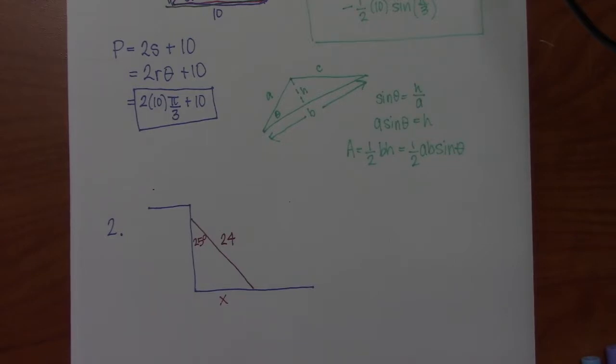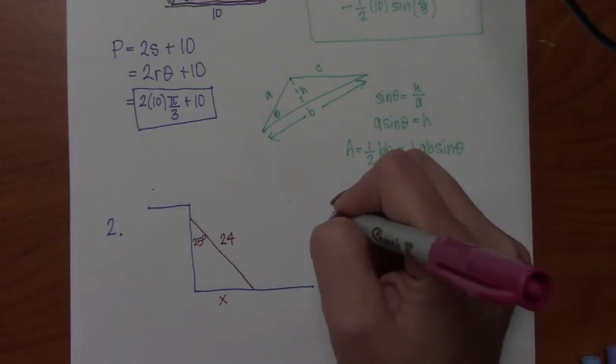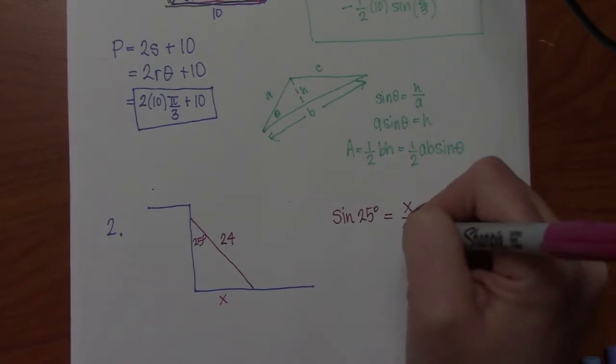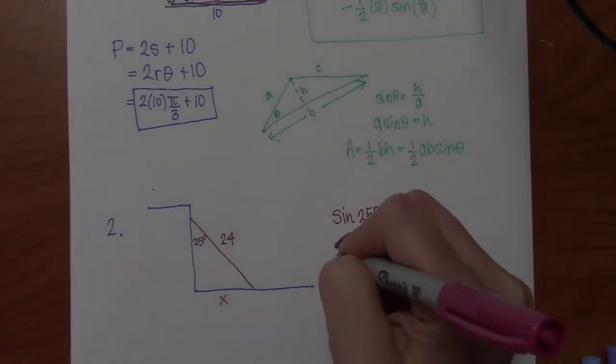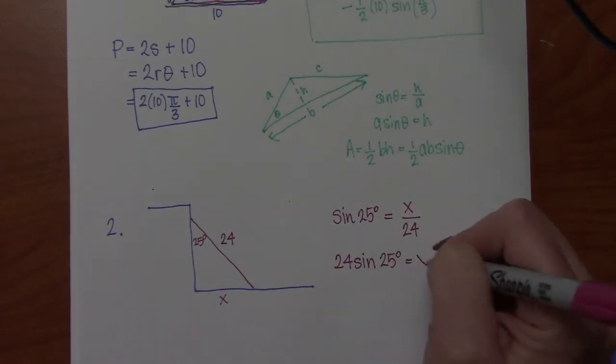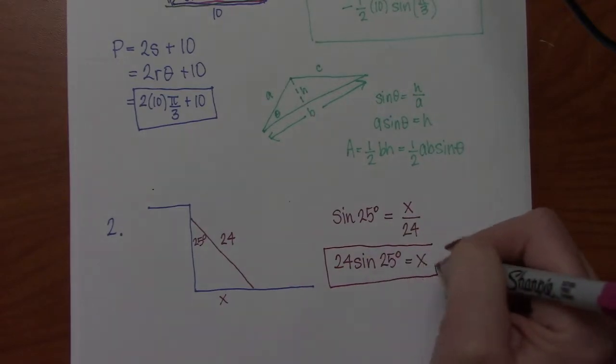So once you've drawn your picture and you found your right triangle, you always want to make sure that you have an angle inside the triangle, which we do. So then you hone in on the angle first, and then we say, well, which two sides do we know about or are looking for? So in this case, x is the opposite side to that angle. 24 is the hypotenuse of the triangle. So sine is opposite over hypotenuse. So sine of 25 degrees is x over 24, and now you just solve for x. So 24 sine 25 degrees equals x.